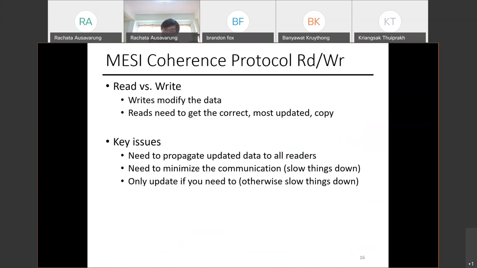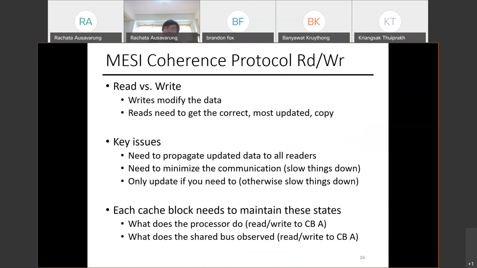So these are the key issues. You want to make sure that when you write the data, everyone who wants to read it gets the most updated copy. At the same time, you want to minimize communication. The fewer times you use a Snoopy bus, the better, because every time you use it, you can potentially slow things down. Whenever you need to move data from the L2 cache to the L1 cache, or whenever you have to move from something to invalid, that also slows things down. So only update if you need to. If you don't need to update your data, you don't have to update it.